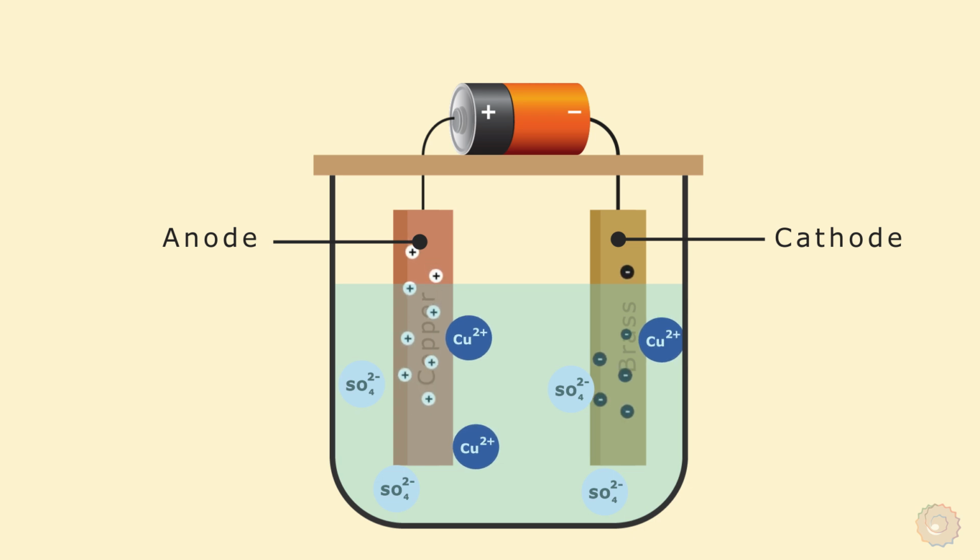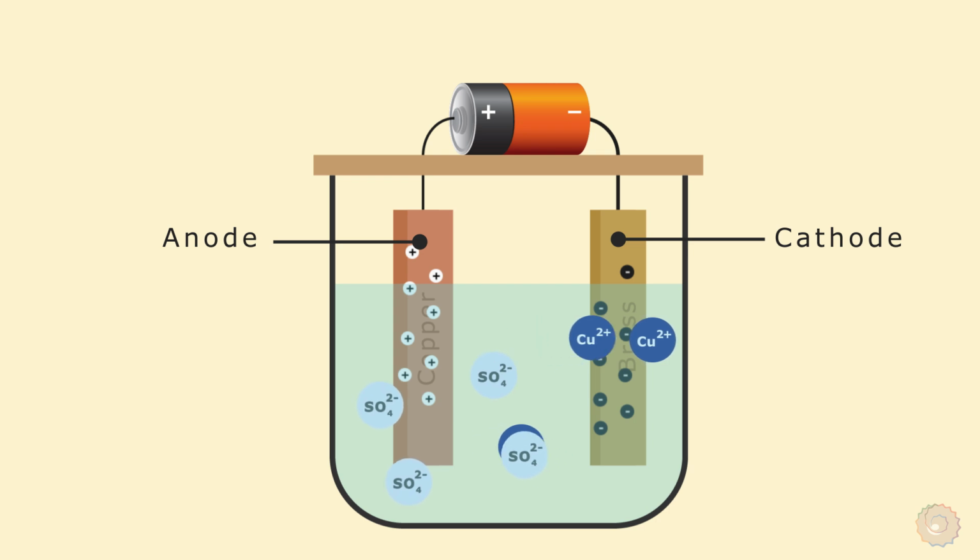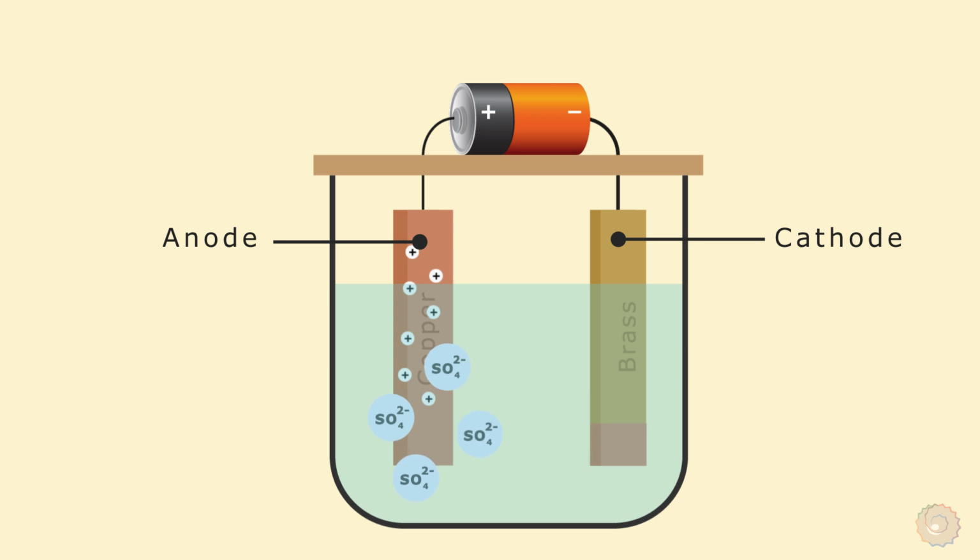Copper ions are positively charged and attracted to the negatively charged brass cathode. The copper ion gets deposited on brass. Thus copper plating begins. The positively charged copper ion gains electrons. The sulfate ions are negatively charged and are attracted to the positively charged copper anode.